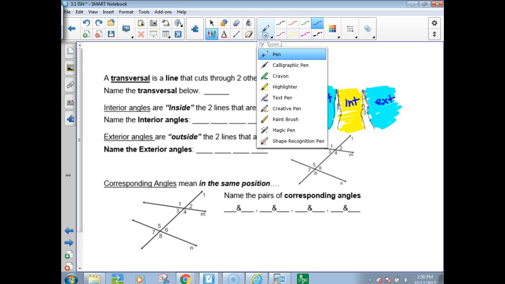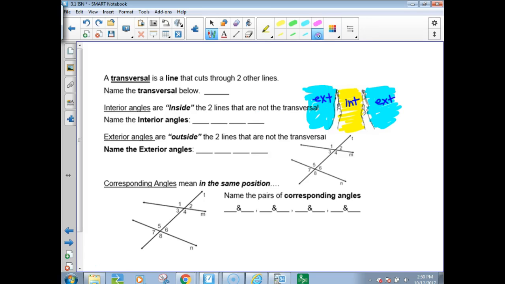Okay, so now we're going to go down and identify the transversal in the picture. That's here. The transversal is the line that cuts through the other two.